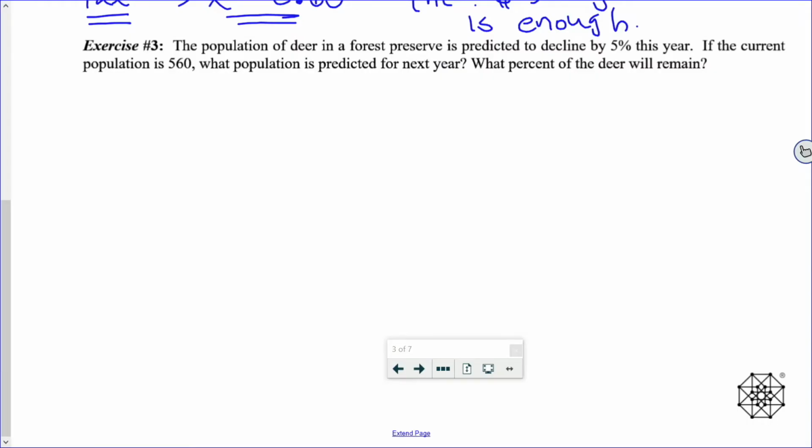The population of deer in a forest preserve is predicted to decline, right? That's another word for decrease, by 5% this year. If the current population is 560, what population is predicted for next year? What percent of the deer will remain?